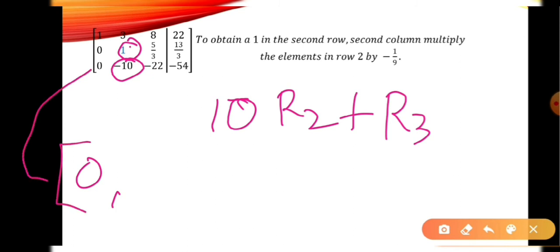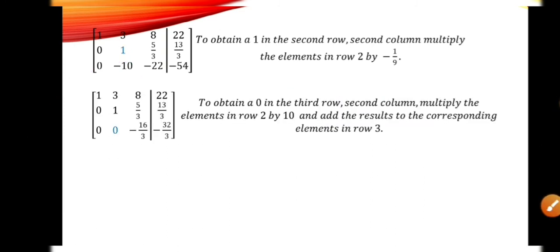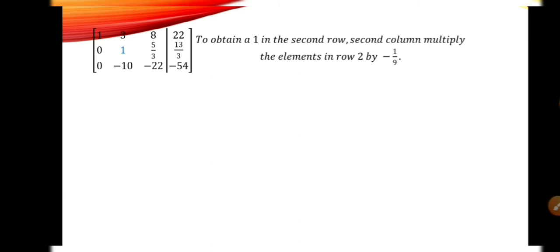10 times 1 is 10 plus negative 10. This one reminds you that it's just row 3. So 10 times 1 is 10 minus 10 is 0. And then 10 times 5 over 3 is 50 over 3. Or simply this row.